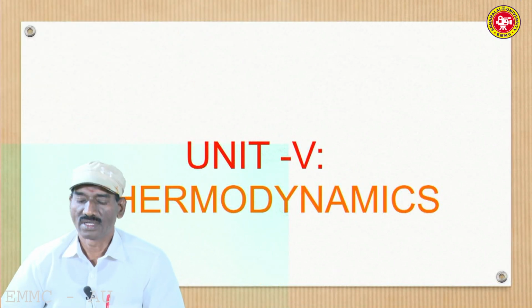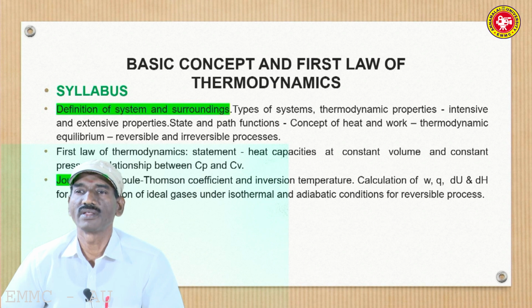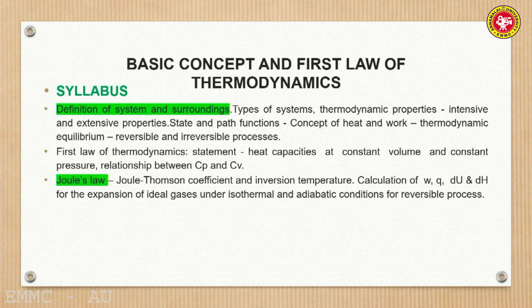Unit 5 in thermodynamics. First we are going to see the basic concept and the first law of thermodynamics. Actually, the syllabus is: definition of the system and surrounding, types of system, thermodynamic properties, intensive and extensive properties, state and path function, concept of heat and work, thermodynamic equilibrium, reversible and irreversible process. The first law of thermodynamics, especially its statement, heat capacity at constant volume and constant pressure, relationship between Cp and Cv.